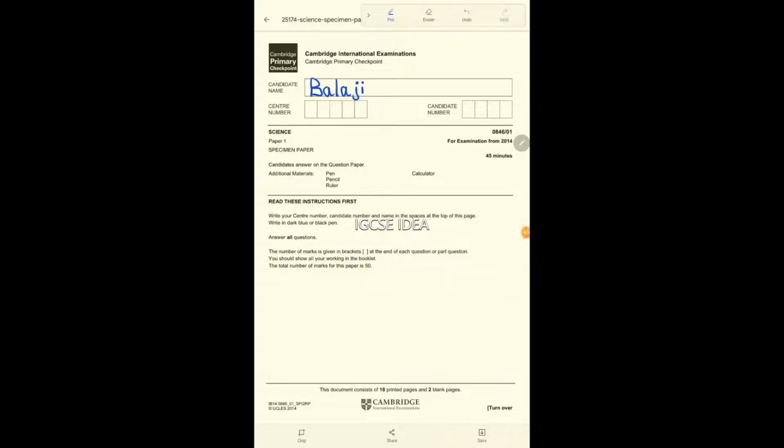Cambridge International Examinations. Cambridge Primary Checkpoint. Science Paper 1 Specimen Paper 0846/01 for examination from 2014. 45 minutes. Candidates answer on the question paper. Additional materials: pen, pencil, ruler and calculator.